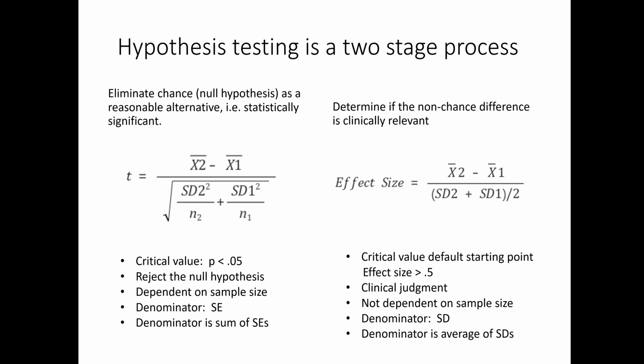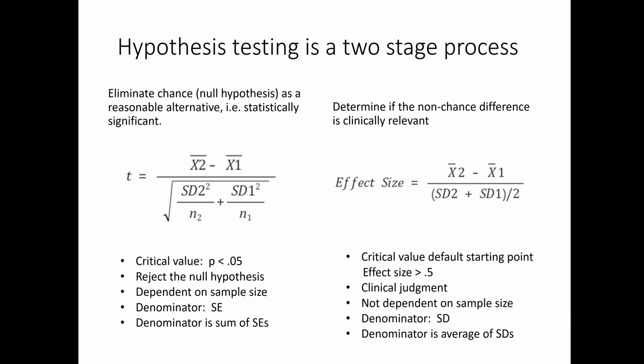Now, we're going to promote the idea that hypothesis testing is a two-stage process. In number one, you eliminate chance. We're calling null hypothesis chance as a reasonable alternative, i.e. statistically significant. That's what statistical significance means. It means that you've eliminated chance as a reasonable alternative. Once you've done that, then you can go on to determine if the non-chance difference is clinically relevant.